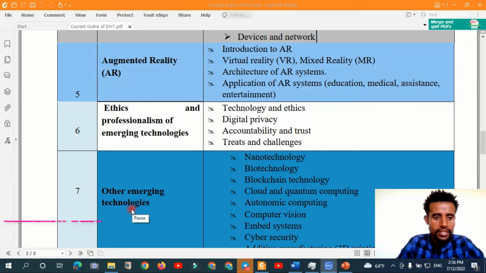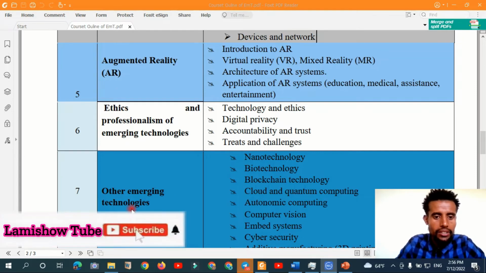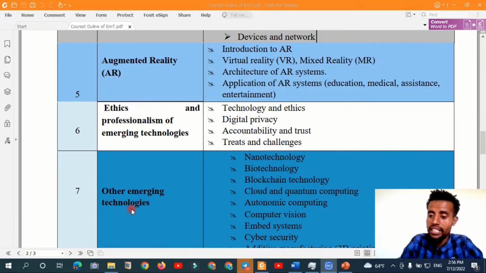The next chapter is chapter 6, ethics and professionalism of emerging technologies. So under this chapter, we will learn the connection or the link between emerging technology and ethical values and our social values. Because technology is developing exponentially, we need some ethical rules related to these emerging technologies. So under this chapter, we'll see the link between ethics and technology.